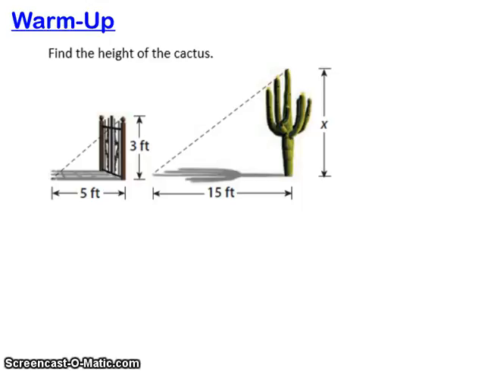Your warm-up says find the height of the cactus. So remember that I want to color code these. So go ahead and get your colors out so that you can color code just like I am. And what I'm looking for is I'm looking to solve for that x. So remember that you need to set up a proportion in order to solve this. So go ahead and pause your video so that you can solve for x, that missing side on that cactus.